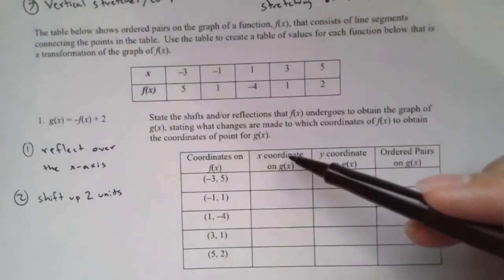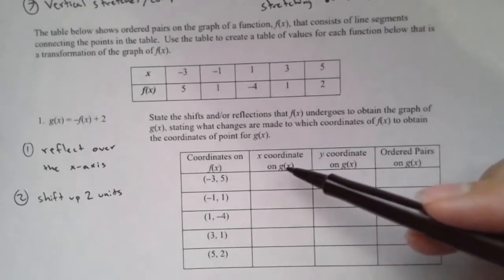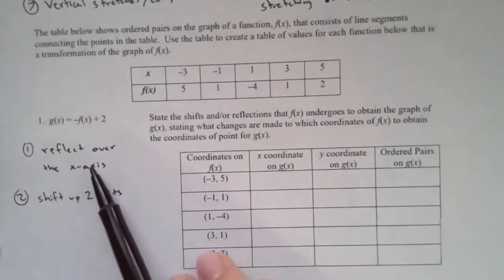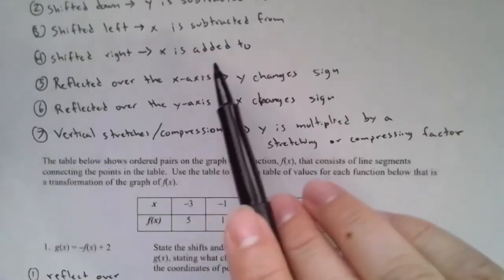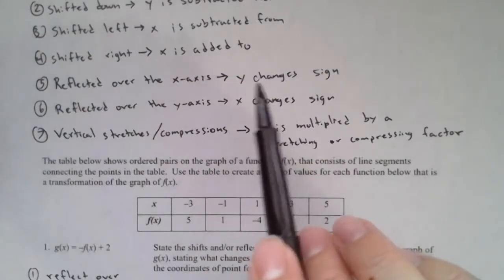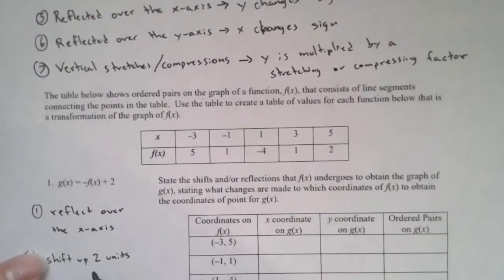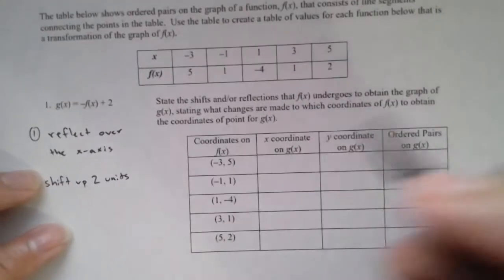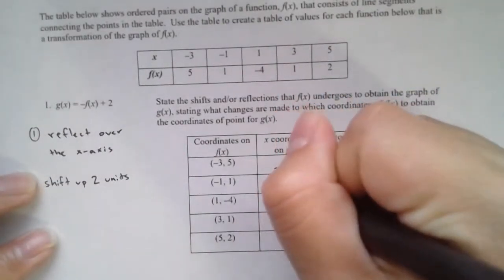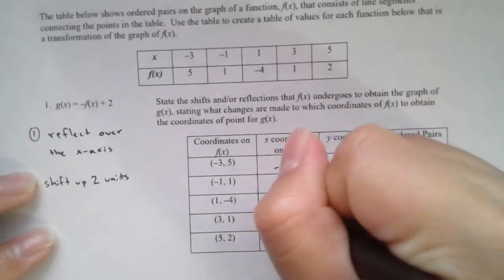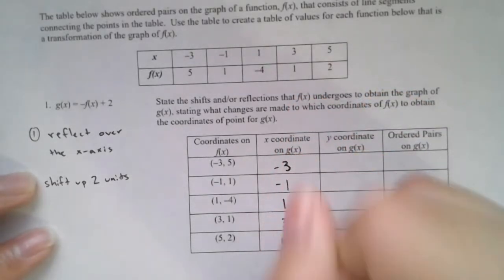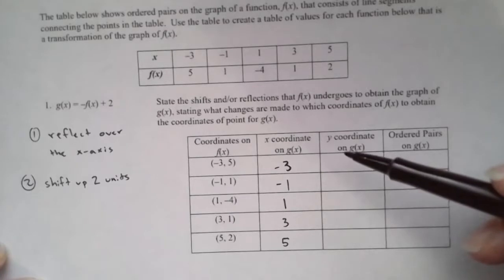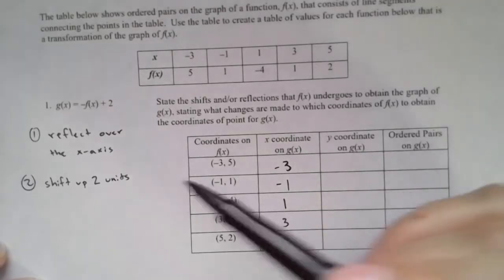So what would be the x coordinates on g of x? Notice that my transformations are only really affecting my y values. I reflect over the x-axis, and when I reflect over the x-axis, the sign on my y changes. When I shift up 2 units, I'm adding only to the y. So then the x coordinates of g of x don't change: -3, -1, 1, 3, and 5. Again, those were the x coordinates here. The y coordinates of g of x, that's these guys here.